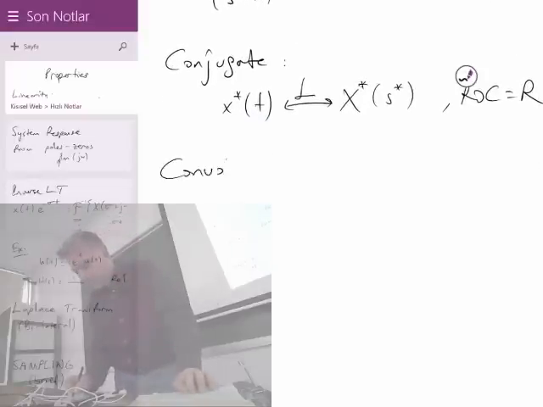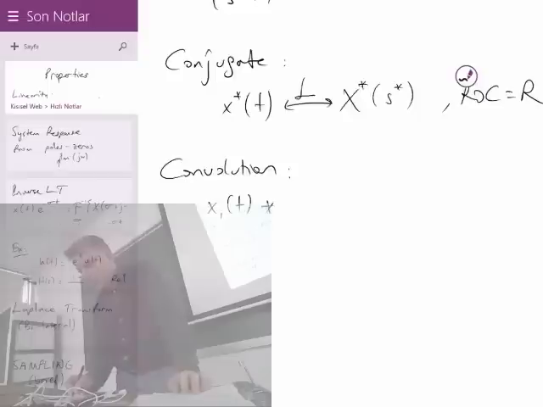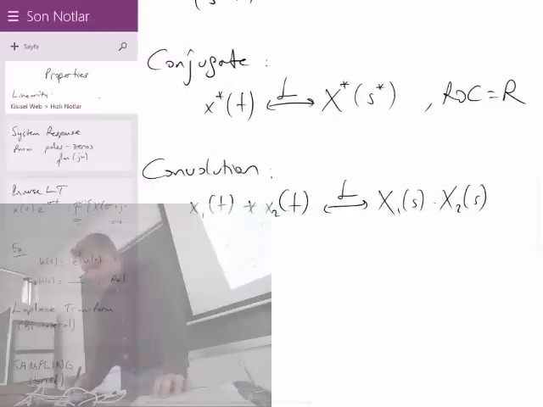Convolution, an important and a useful property, is just like the Fourier property. If you convolve two time signals, then their Laplace transforms will be multiplied, just like the Fourier transform. And what about the region of convergence? Do you have a bet? Can you guess what the region of convergence is? No? It's just like the first property. It includes R1 intersection R2.